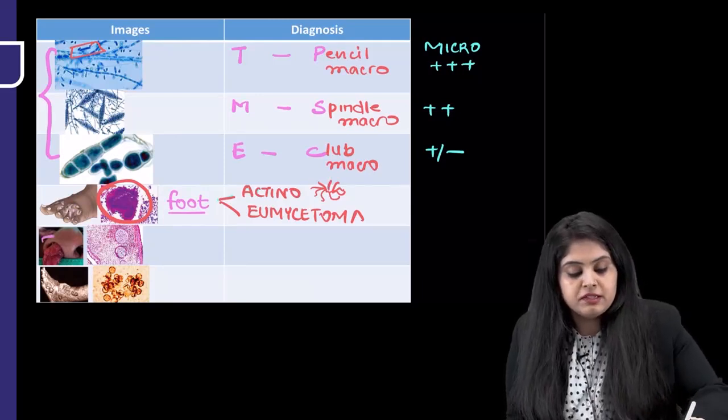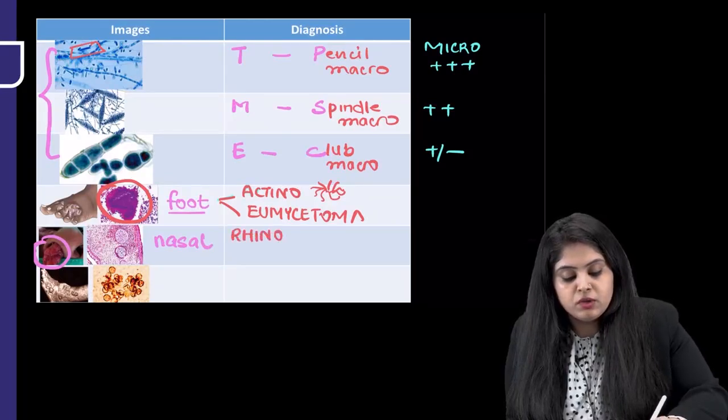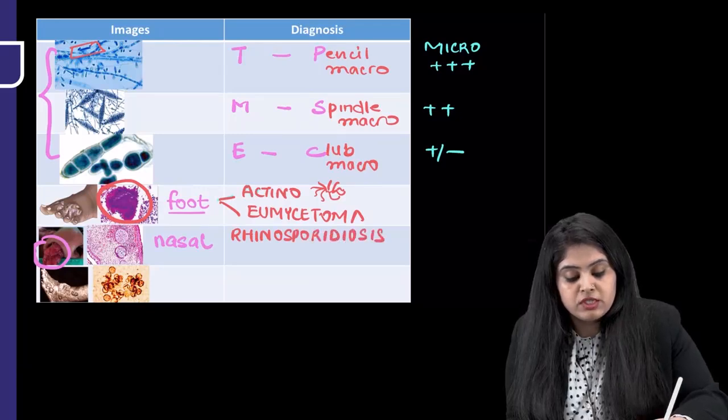Next, coming to the classical nasal. As soon as I see nasal involvement, the rhino word comes to my mind. So this is a classical case of rhinosporidiosis. The rhinosporidiosis, the most famous question, can it be cultivated? No, there is no culture possible for this.